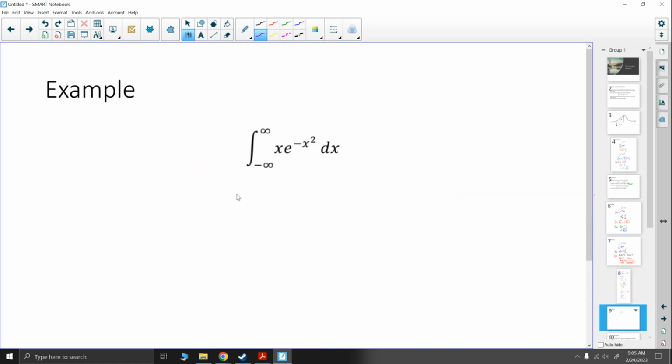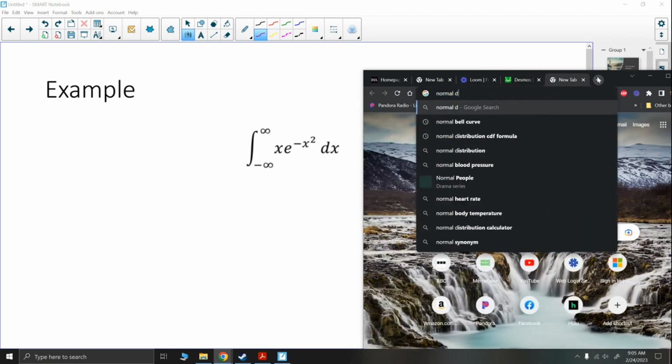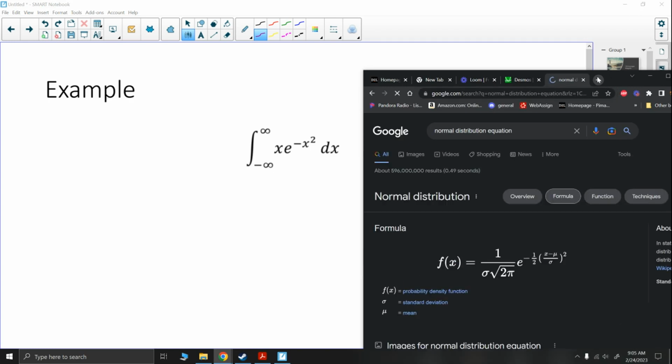Okay, so what about when we have something that goes from negative infinity to positive infinity? Okay, so again, in the case of the normal distribution, let's see the equation of this thing. Sigma here, that's standard deviation. Mu is our mean. So it's this function here where we're looking for x. So it's similar, sort of, okay?